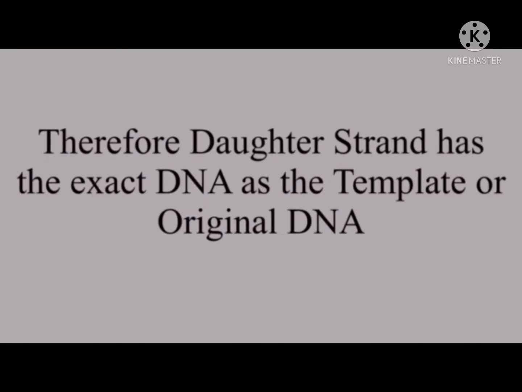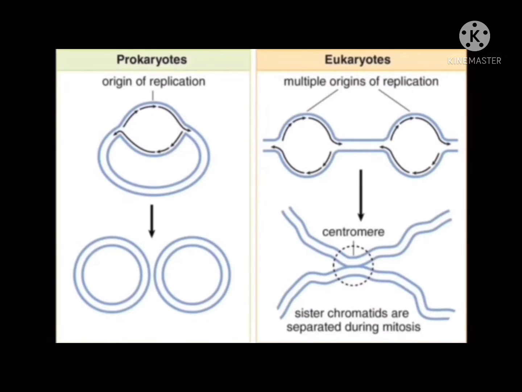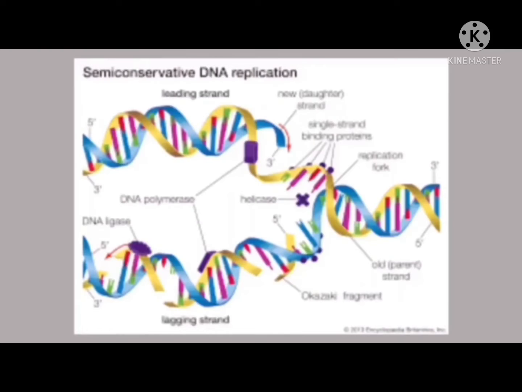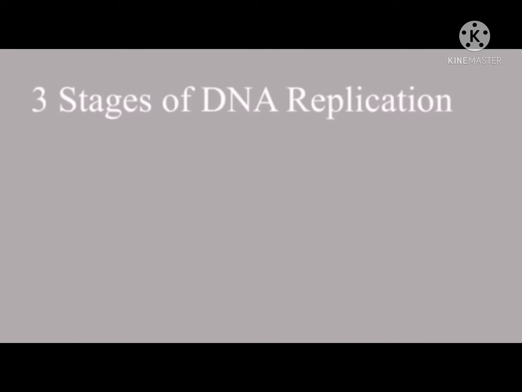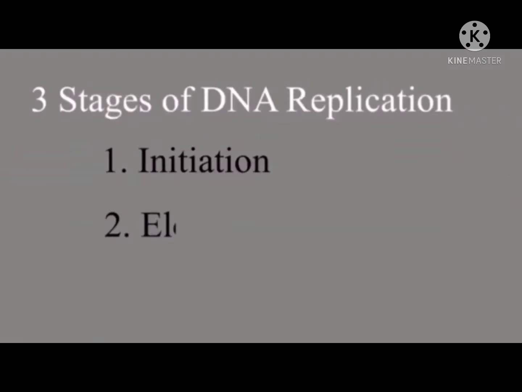DNA replication occurs in all living organisms, acting as an essential part for biological inheritance. The replication of DNA is semi-conservative. This means each strand in the DNA double helix acts as a template for the new complementary strand. There are three stages of DNA replication, which are initiation, elongation, and termination.